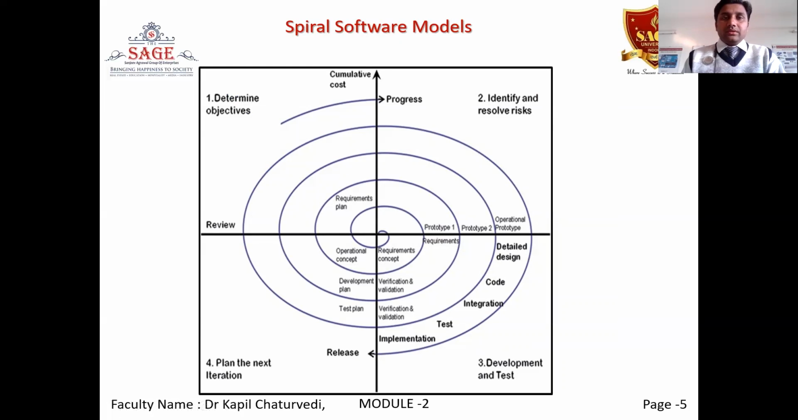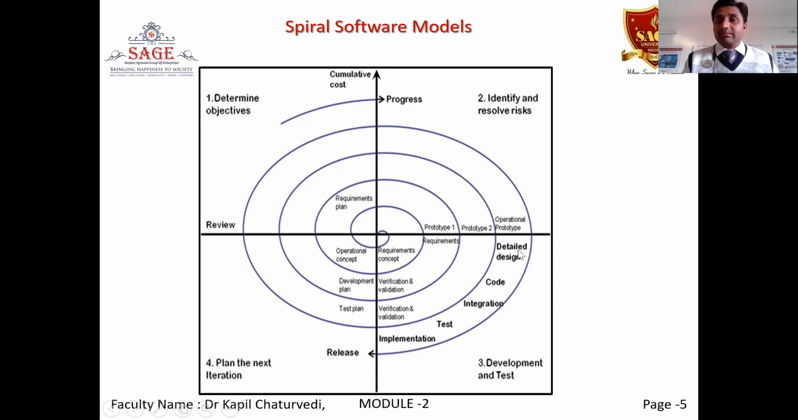In the spiral model, you will see that it works on the project in parallel and focuses on phases in two ways. In the very first phase, determine objectives, it follows all these steps. Again, in the second step, identify and resolve risk, it follows these steps again, and likewise development and test. By following these steps, it also follows detailed design, code, integration, test and implementation.